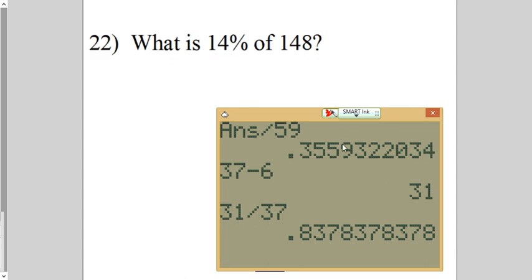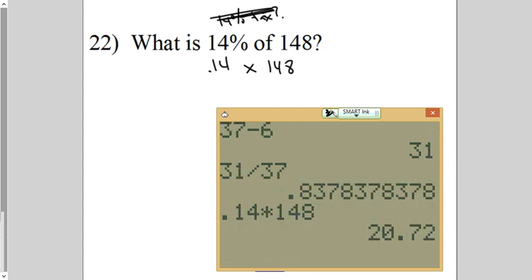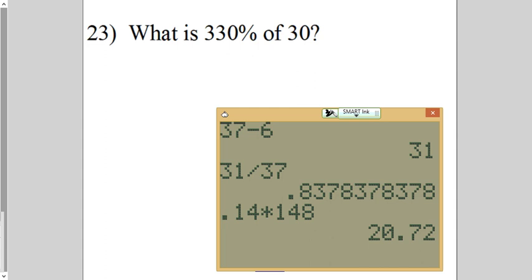Now we're back here to these. All this means is, what if you said 14% tax? See how it'd be the same thing? It'd just be 0.14 times 148. So we'll just type that in the calculator. It doesn't say round, so we just have to type in what it gives us.